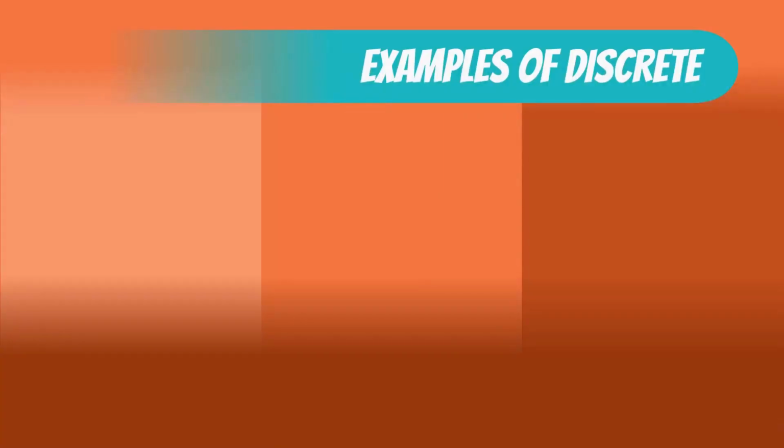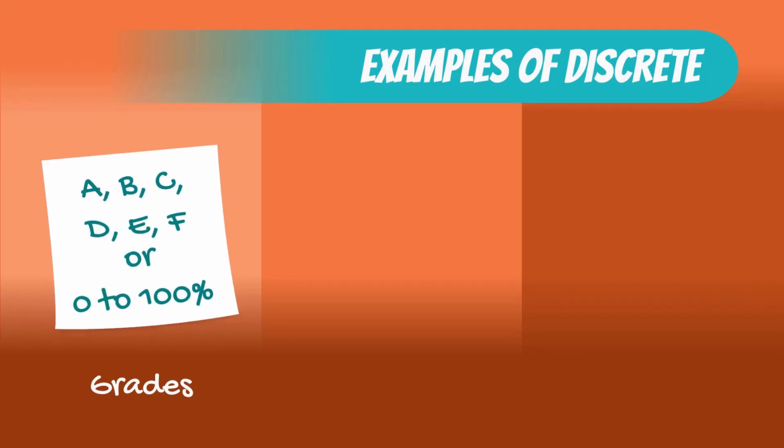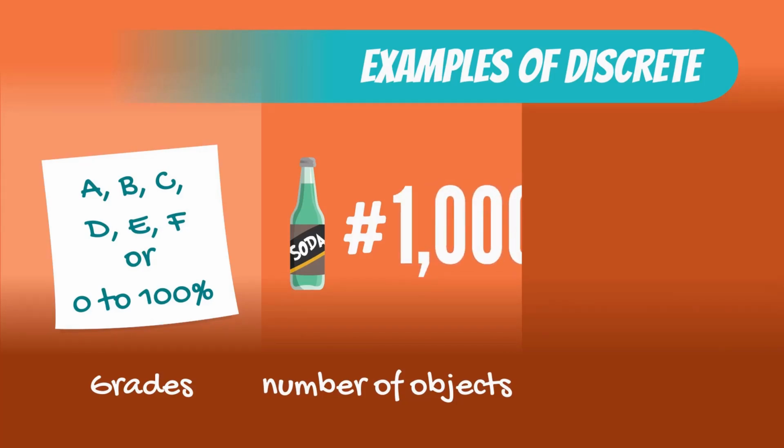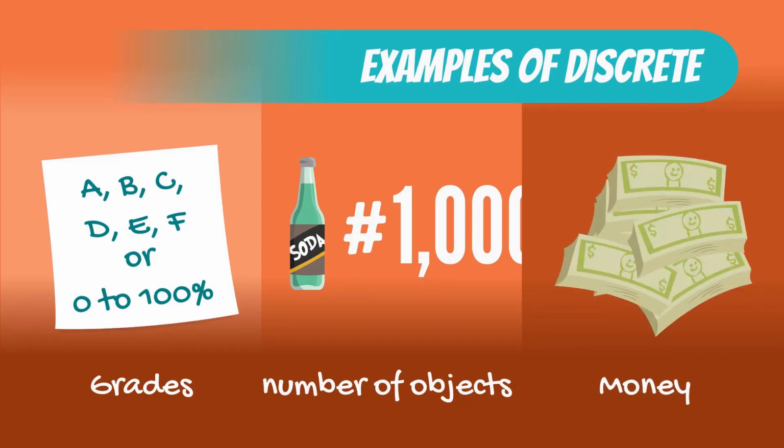Just to make sure, here are some other examples of discrete and continuous data. Grades at university are discrete: A, B, C, D, E, F, or 0 to 100%. The number of objects in general. No matter if bottles, glasses, tables, or cars, they can only take integer values. Money can be considered both, but physical money like banknotes and coins are definitely discrete.